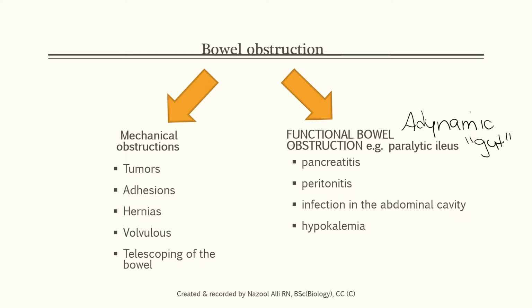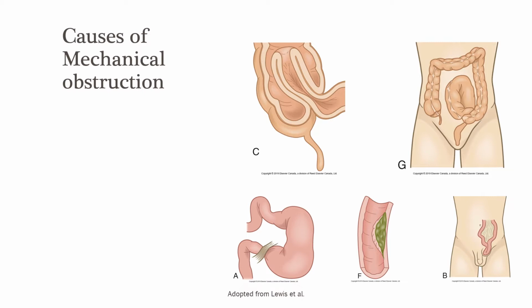But again, just to recap, the classification, whether a patient has a mechanical bowel obstruction versus a functional or non-mechanical, is primarily dependent upon the cause. So looking at the causes of mechanical obstruction, I first off would like to say these images were adapted or taken from Medical Surgical Nursing in Canada, 4th edition by Lewis et al. And so when we look at the causes, one of the first ones we look at is A, which is adhesion. So this A diagram is looking at an adhesion.